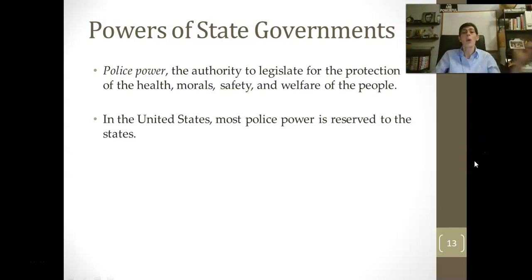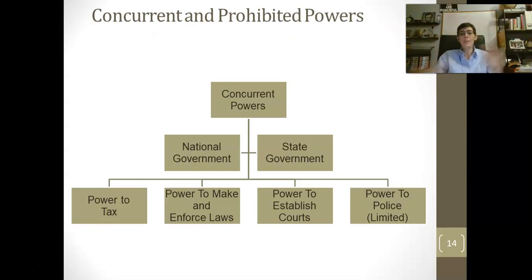So powers of state governments, we've talked about this in class, my folks. Police power is the authority to legislate for the protection of the health, morals, safety, and welfare of the people. Now, the federal government does have some limited powers in this regard, but the founders designed the Constitution to have most of that police power reserved to the states. This was purposeful, because if the federal government controlled this power as well, you are asking for corruption. You don't want the national government to have this much control over the day-to-day life of citizens, according to the founders' theory.